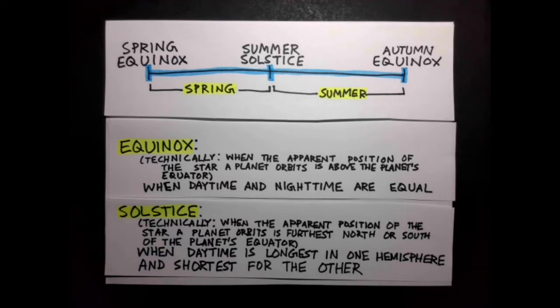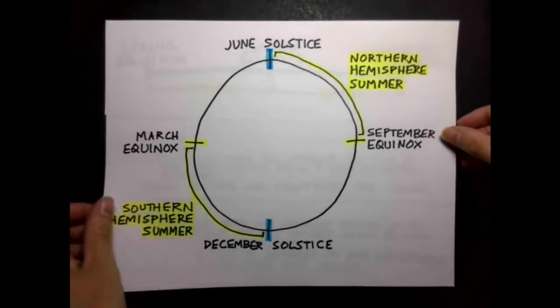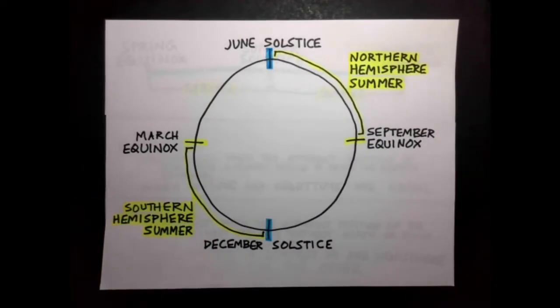Thus, summer lasts from the summer solstice to the autumnal equinox, that is, from the June solstice to the September equinox in the northern hemisphere, and from the December solstice to the March equinox in the southern hemisphere. The specific date for each equinox and solstice varies from year to year.